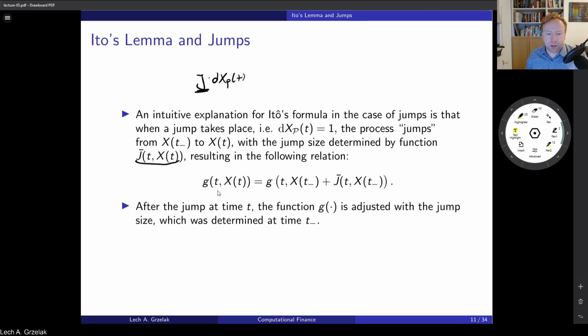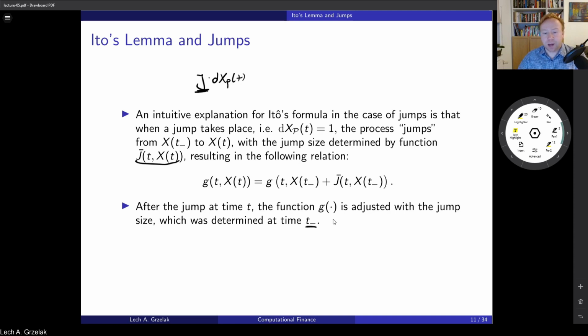This is actually the equality that we can see once we have a jump. So we have g(t, x) equal to g(t, x minus) plus the jump. You see that after the jump, at time t, we have the moment just before the jump plus the value of the jump. This is a relation that holds. After the jump happens at time t, the function g is adjusted with the jump size, which is determined at time t minus. This is the interpretation of this t minus.